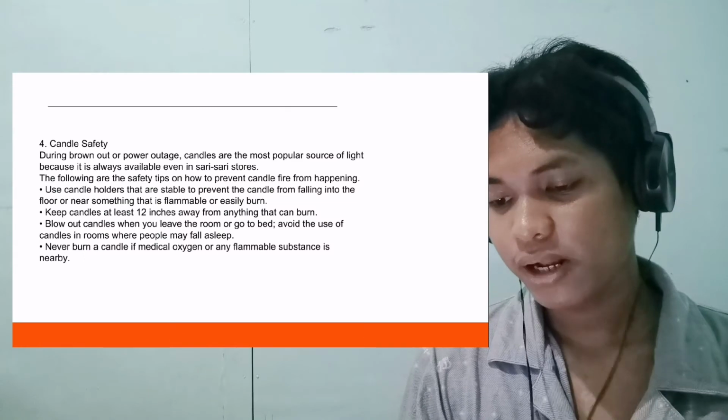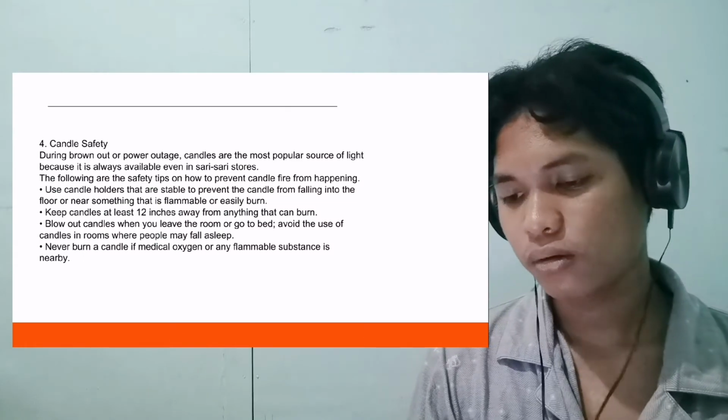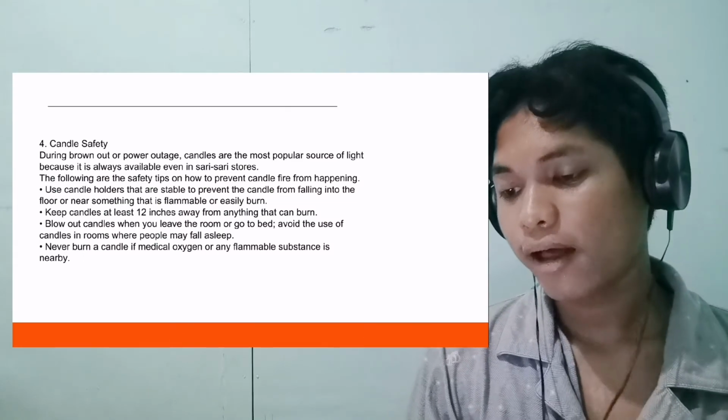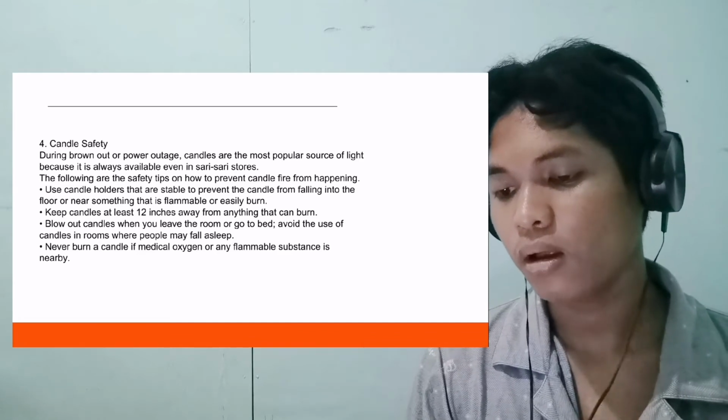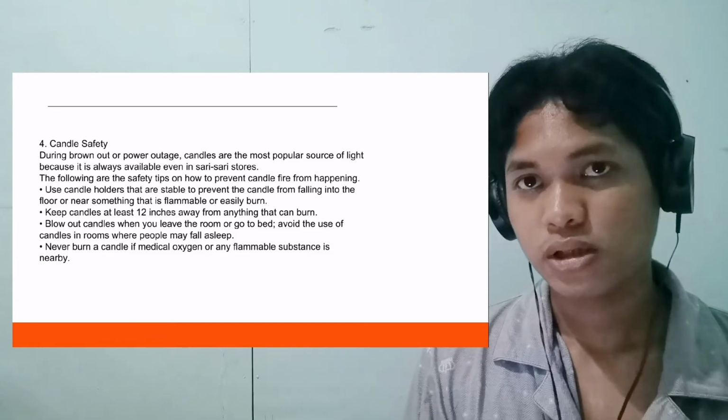Number 4. Candle safety. During brownout or power outage, candles are the most popular source of light because it is always available even in sari-sari stores. So during brownout, ang kandila ang pinaka-common use na ginagamit para maging source of light at ito ay karaniwang available sa lahat ng tindahan. Kung kaya't isa ito sa mga common source of fire. So aalamin natin yan mamaya.